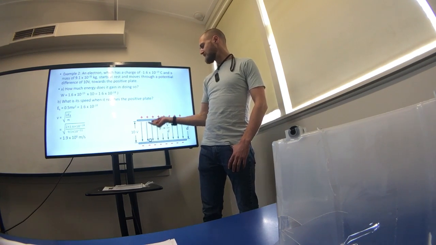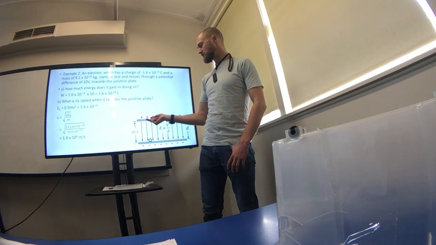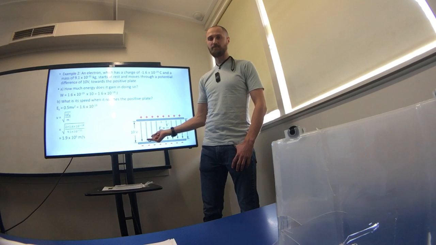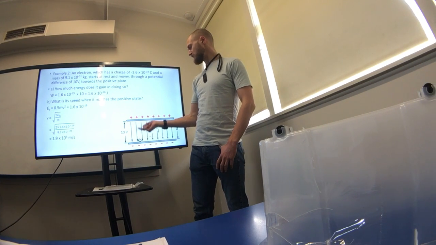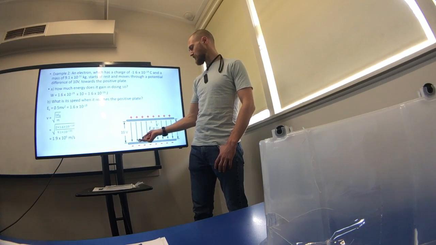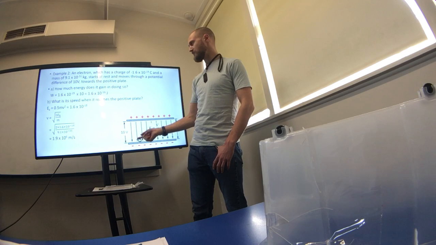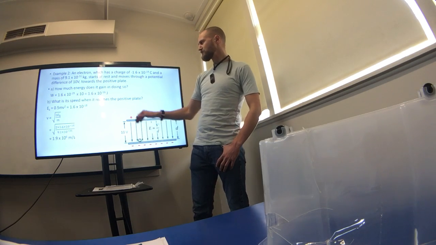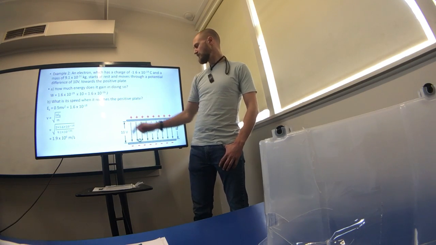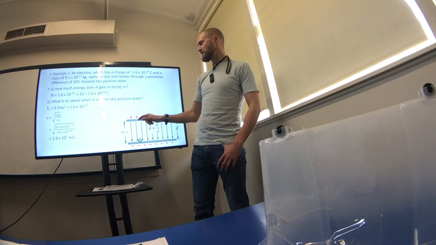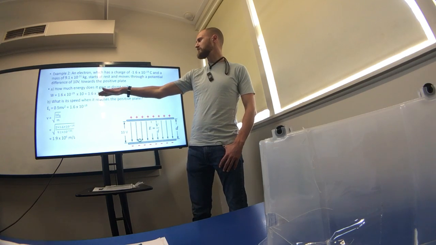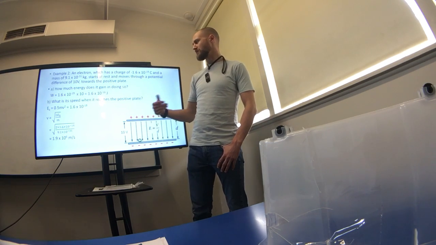Same numbers because it's the same scenario. It's going to gain that energy in moving from down there to up there, whereas before it needed energy to move from the top plate to the bottom plate. So things are operating in reverse just because the electron's in the opposite position to start out with. So same calculation, it gets that much energy when it moves from down there to up there. Now the second question is, what is its speed when it reaches the positive plate?